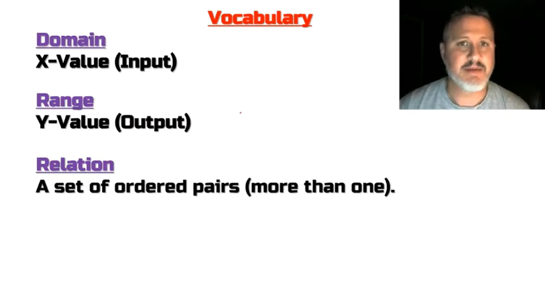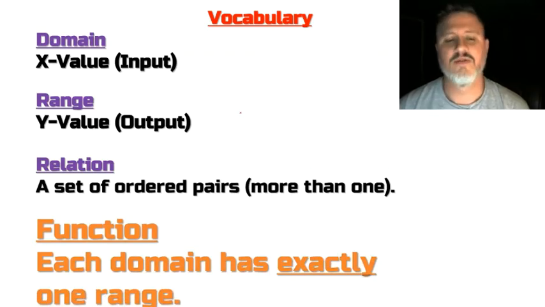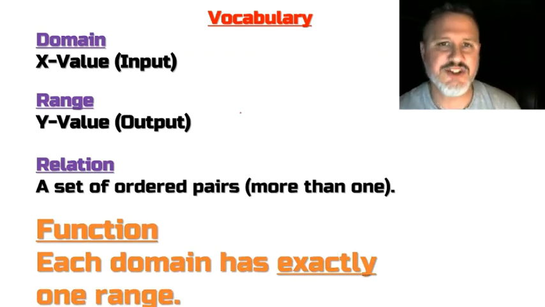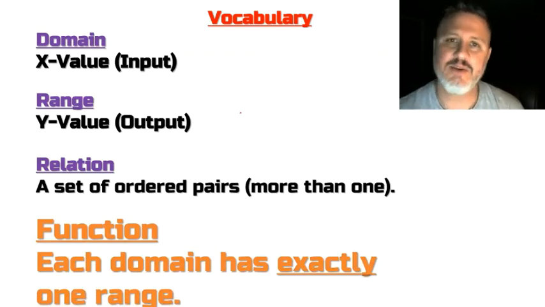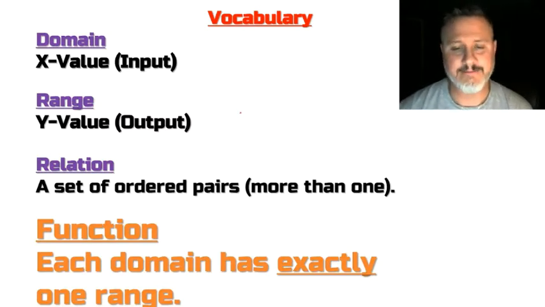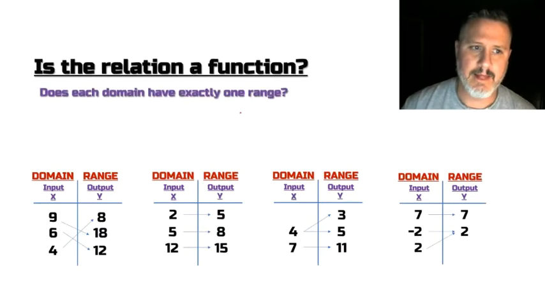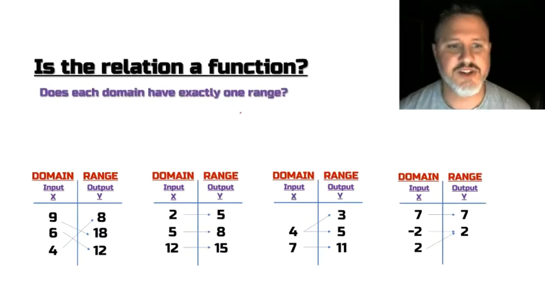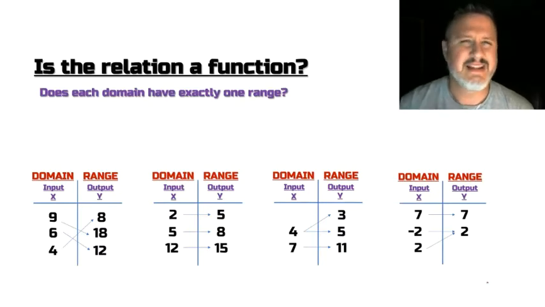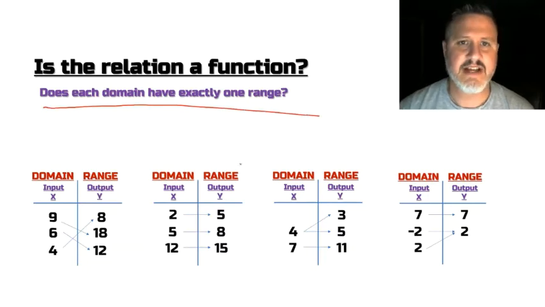All right, and for the biggest word that we have, it's a function, okay? Whoa, a function is where each domain has exactly one range, or in other words, each x has exactly one y, okay? And that kind of might be confusing, so let's go over some examples. Let's look. Is the relation a function? So basically, are these ordered pairs here functions? And you always have to think about this. Does each domain have exactly one range?